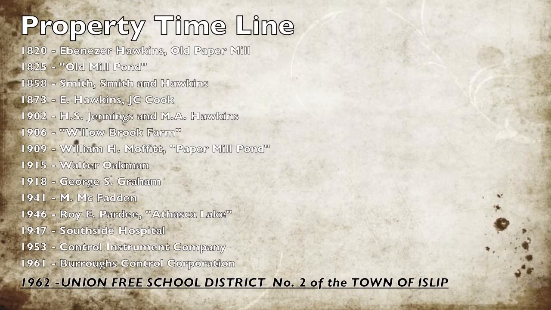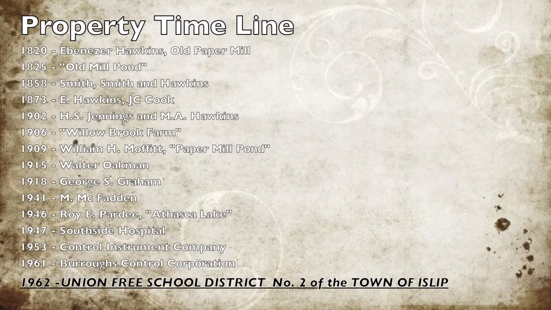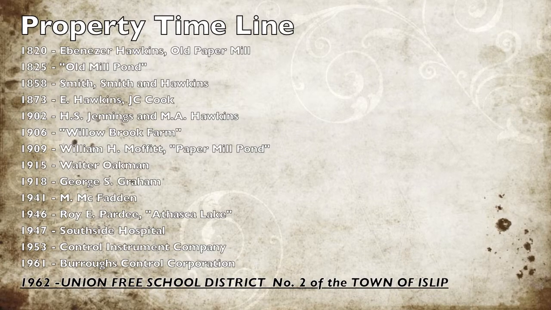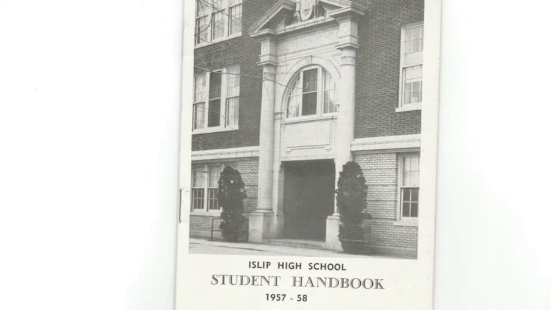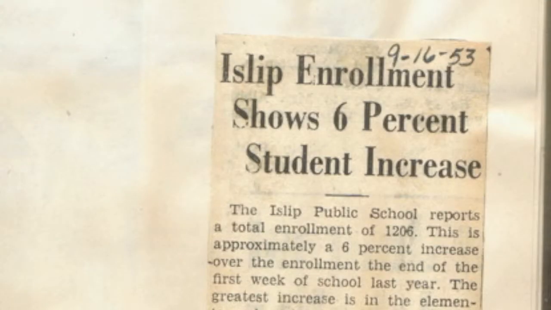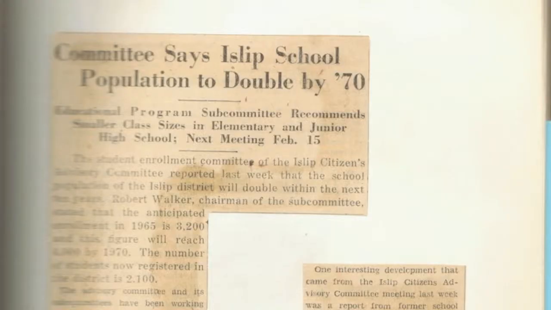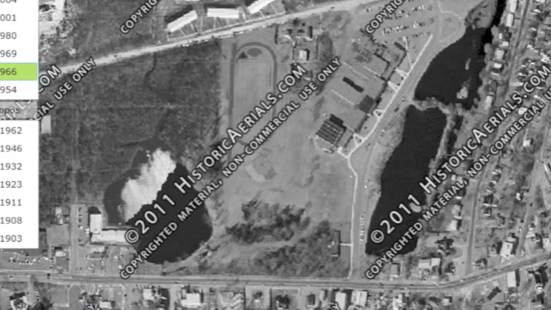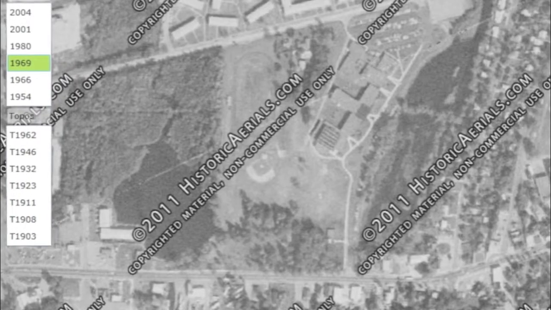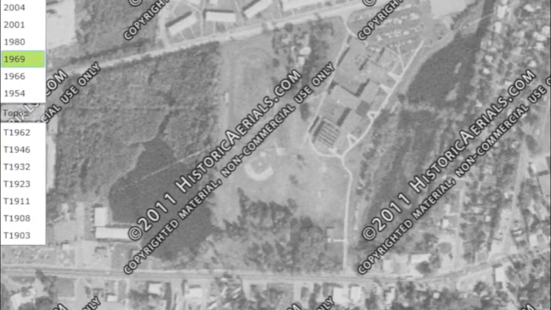Only 1 year later, Union Free School District No. 2 of the town of Islip purchased the property for $326,300. But it wasn't to build the middle school, at least, not yet anyway. This satellite image shows the property in 1966, when the high school had been constructed. Here is a historical aerial from 1969.